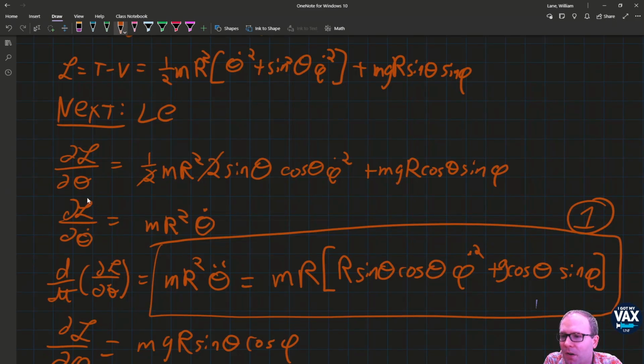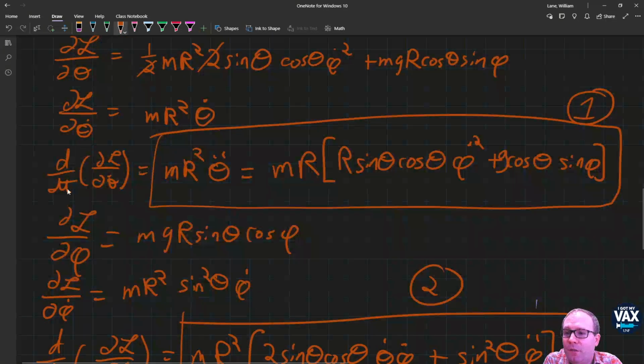Next, we look for derivative with respect to theta dot. This one's even easier because there's only one theta dot, right? There's only one here. So again, we drop the 2 here. I'm going to cancel that with a half. So I'll have an mr squared theta dot. There are no theta dots in the potential energy term, so that just goes away.